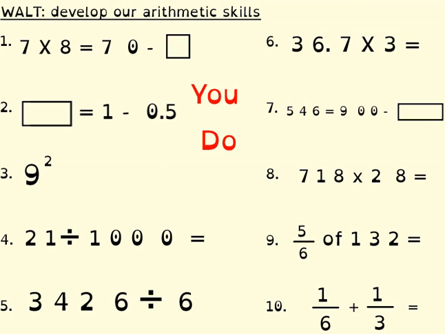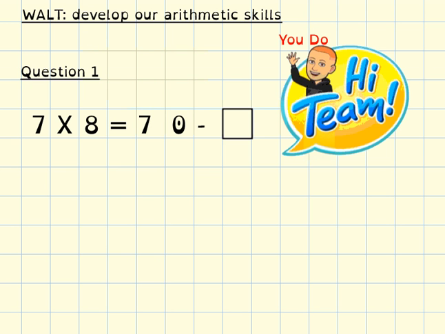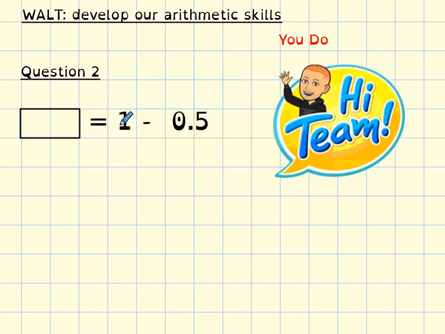Question number 1. 7 times 8 is 56. If this side of my calculation is 70, I need to find the difference between these two amounts here, which is 14. So both sides now both equal 56. Question number 2, something equals 1 take away 0.5. 1 take away 0.5 is 0.5 or a half. So your answer in here would be 0.5 as well.